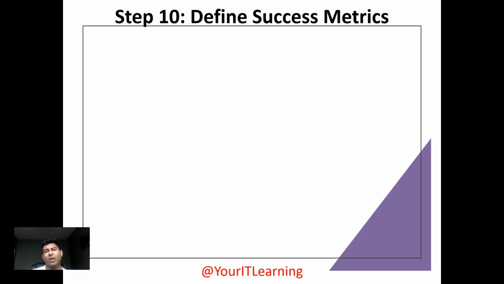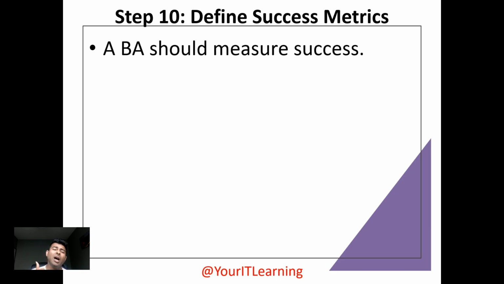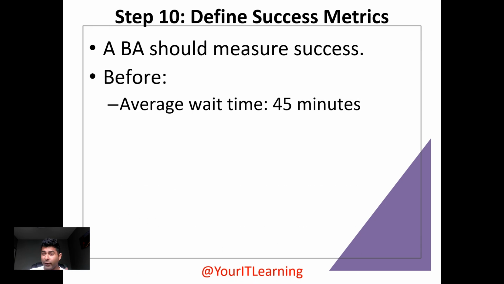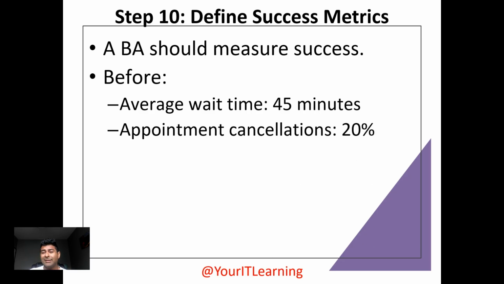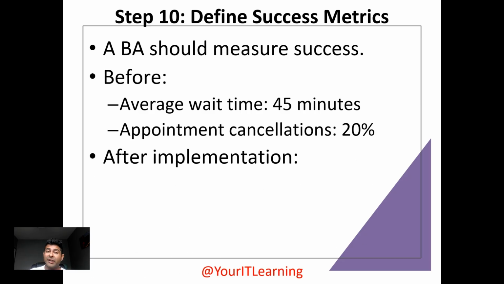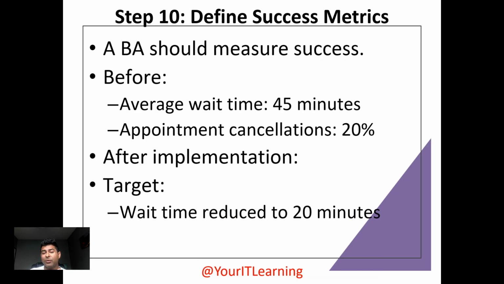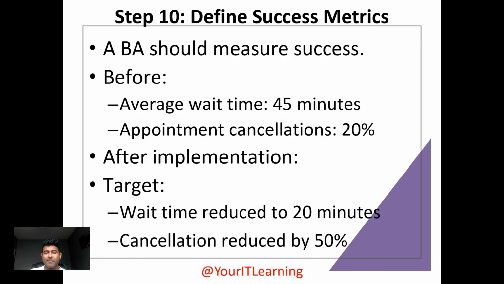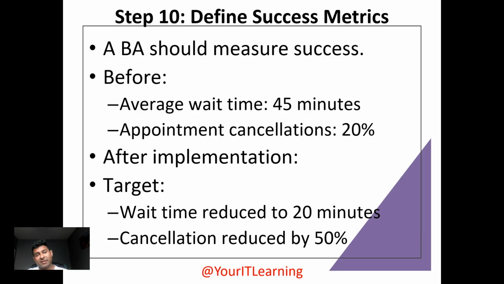Now we'll talk about how a business analyst will define the success metrics. A BA should measure the success once they do all this work. Before, the average wait time was 45 minutes and appointment cancellation was 20%. After implementation, the target is that wait time is reduced to 20 minutes and cancellations reduced by 50%. So this is one of the case studies I wanted to discuss with my viewers to help them understand how a business analyst actually works.